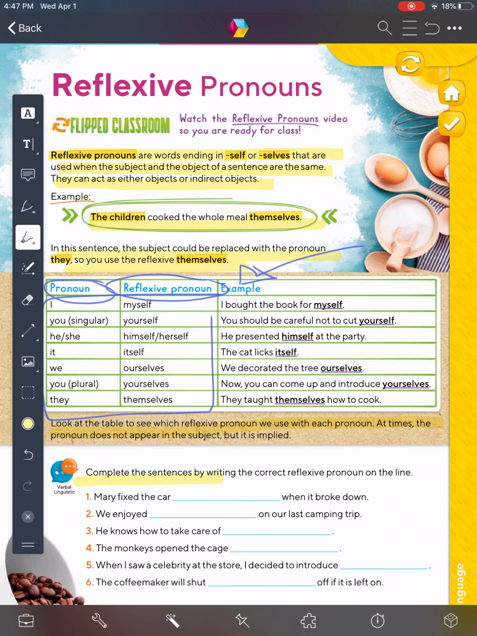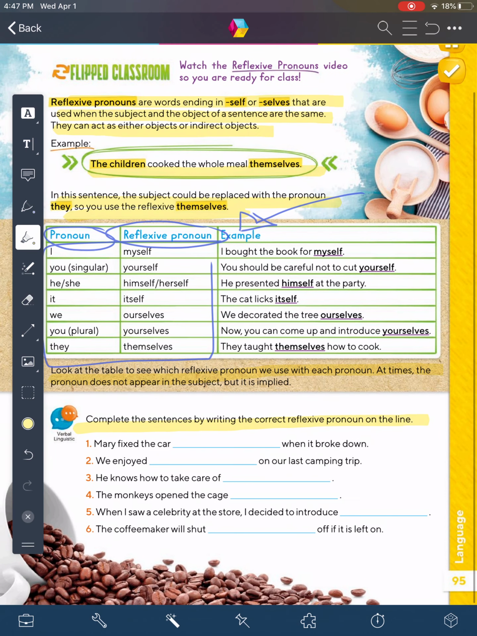Complete the sentences by writing the correct reflexive pronoun on the line. And I'll help you a little bit here. You have the first sentence. Mary fixed the car when it broke down. What is the subject over here?